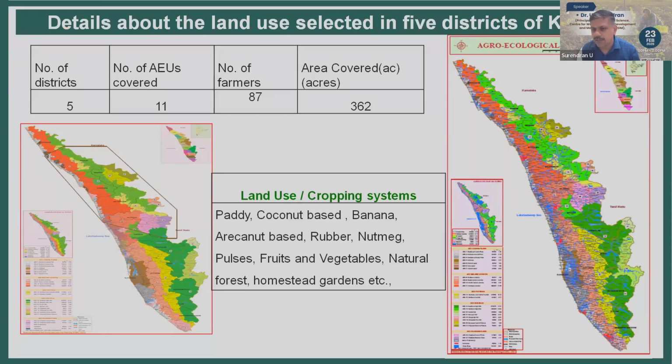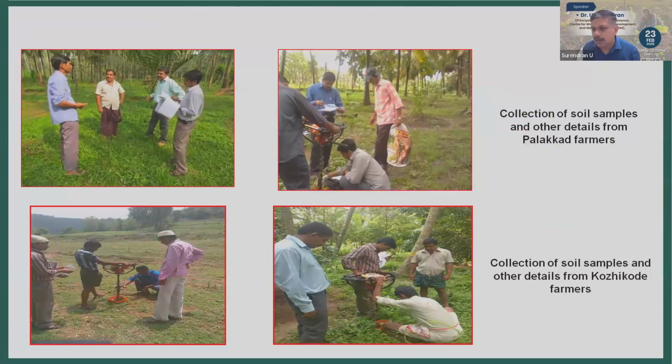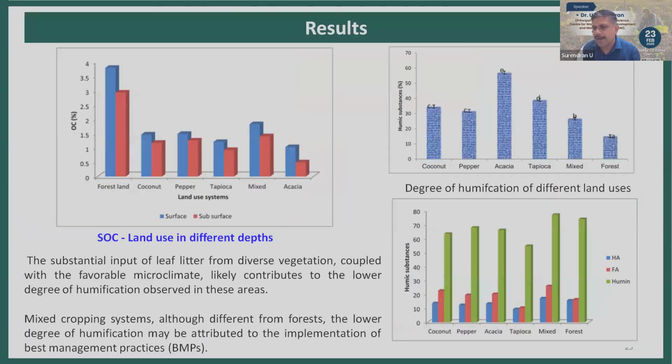So we have covered this much of crops, especially coconut, arecanut, nutmeg, and spices, spices in the sense black pepper, ginger, turmeric, cardamom. These are the few samplings, and we collected all the management practices and tried to understand the carbon pattern, or what you call the SOC range.